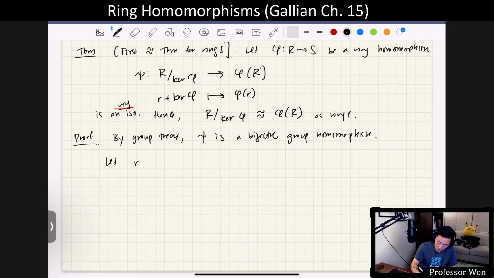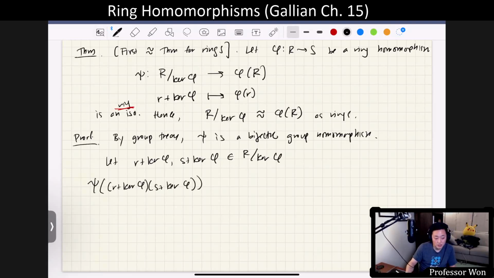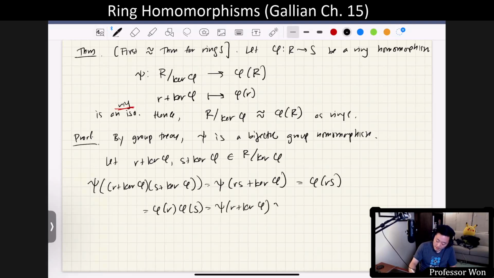So let R plus the kernel of phi and S plus the kernel of phi be in R mod kernel of phi. I just need to check, does psi preserve their multiplication? So if I look at psi of R plus kernel phi times S plus kernel phi, by definition of multiplication in the quotient ring, that's psi of RS plus kernel of phi. By definition of psi, that's just phi of RS. Since phi is a ring homomorphism, that's phi of R times phi of S. And then by definition of psi, that's just psi of R plus kernel of phi times psi of S plus kernel of phi, which shows that psi is in fact a ring homomorphism. Therefore, psi is a bijective ring homomorphism, so psi is an isomorphism.